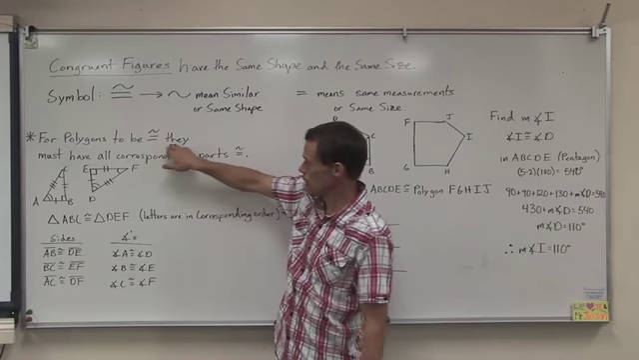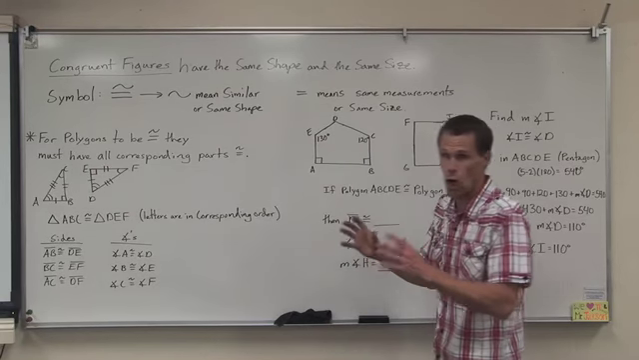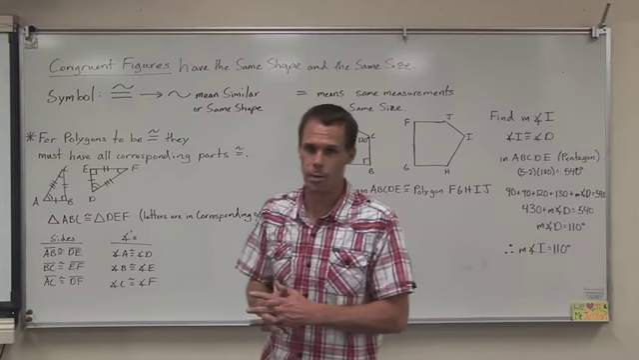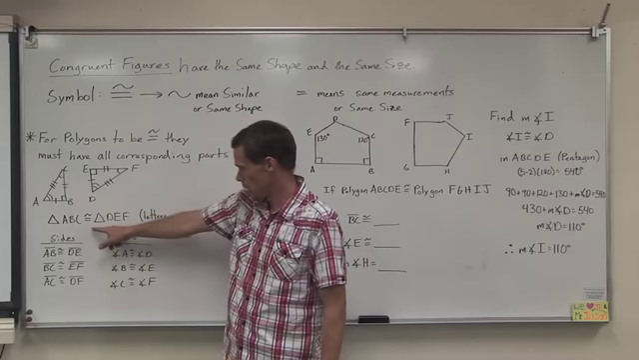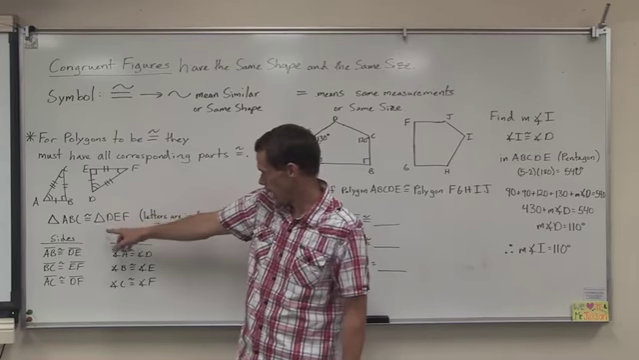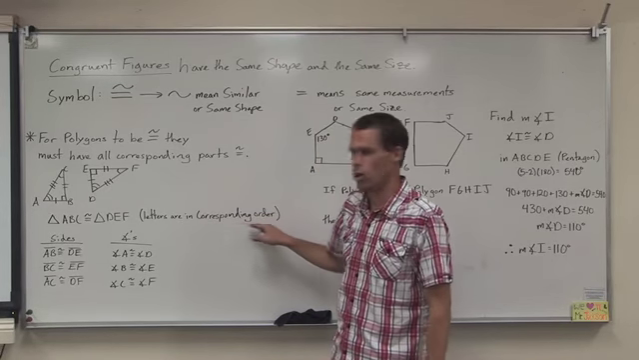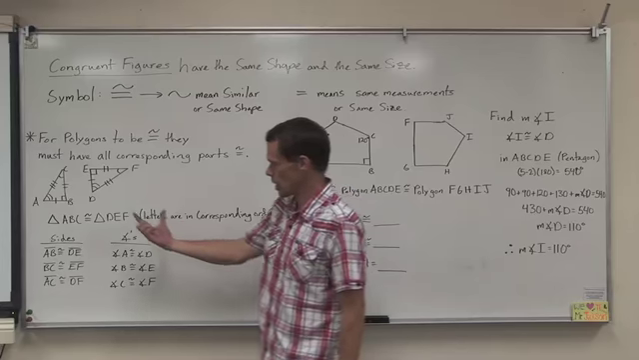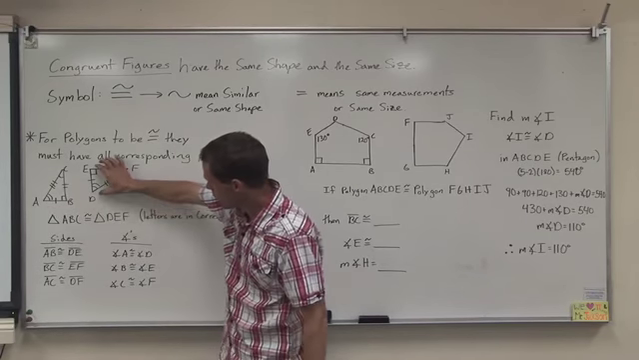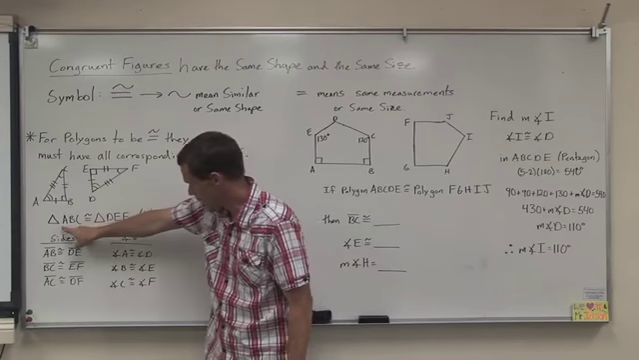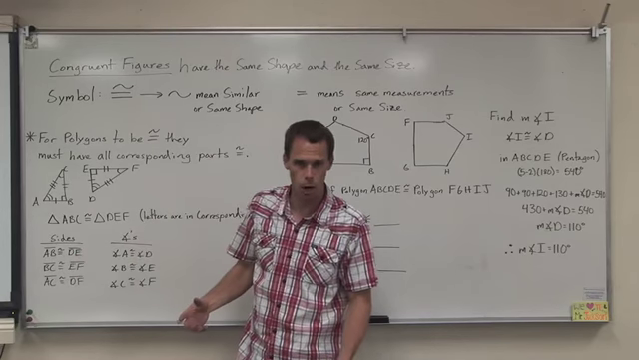Well, for polygons to be congruent, they must have all corresponding parts congruent. All is the key word here. All of them have to be congruent. So, I have this triangle ABC, and this triangle DEF. I claim they are congruent to each other. And it's very important that the letters are in corresponding order. So we look at the shape and we look at AB. AB is congruent to DE. Side AB is congruent to side DE. It's marked congruent.